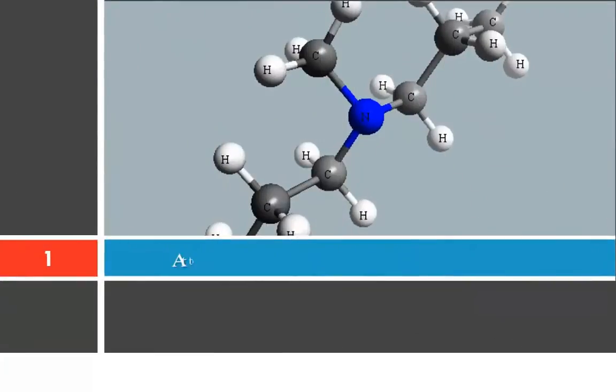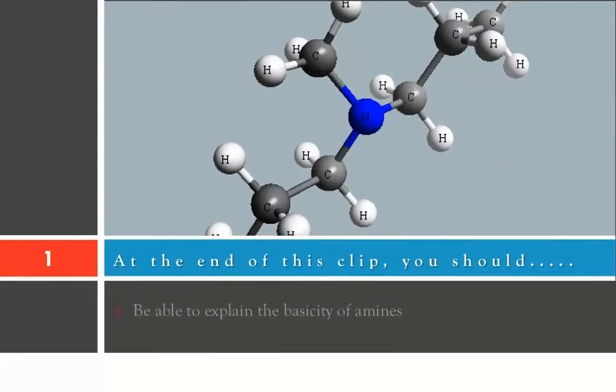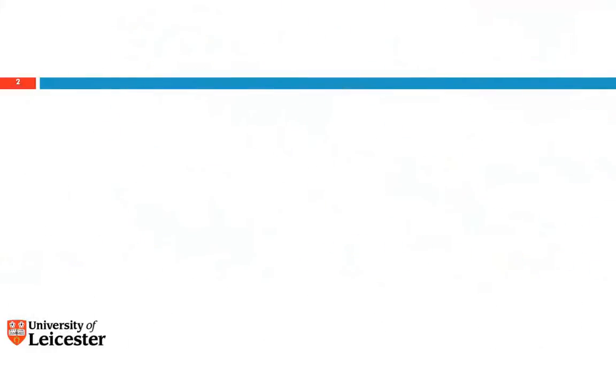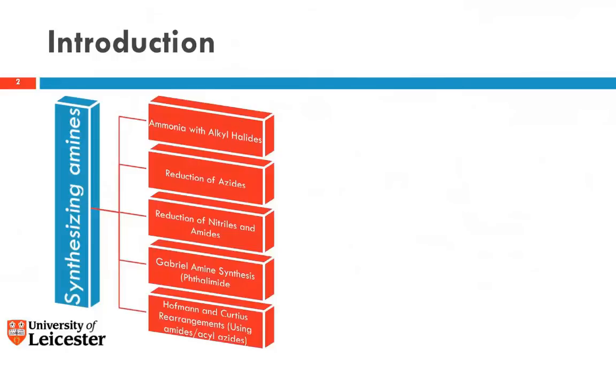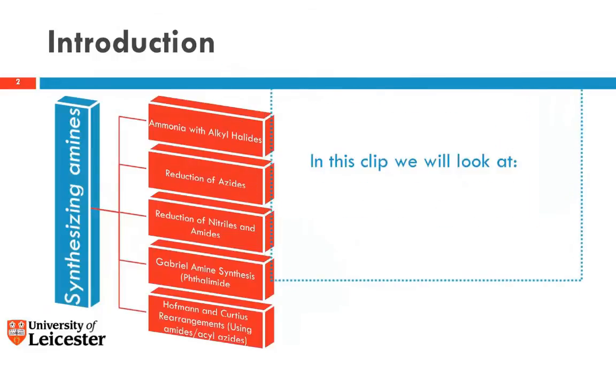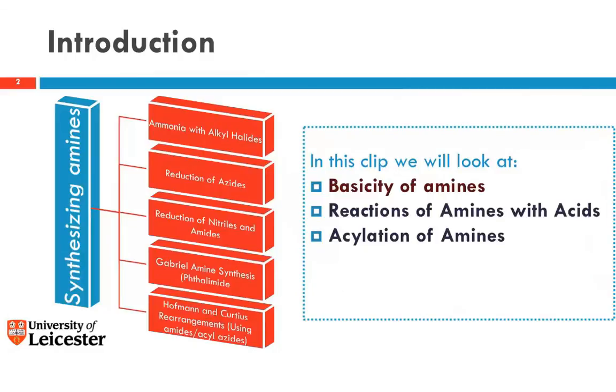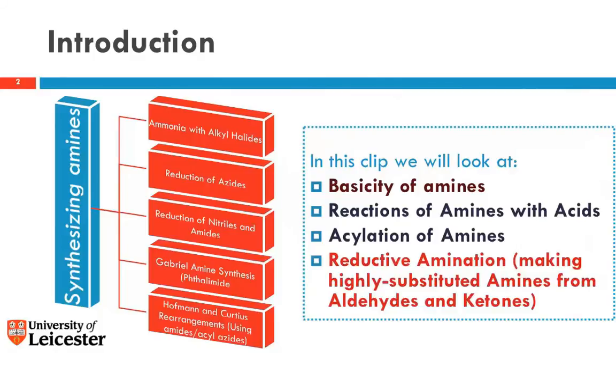At the end of this clip, you should be able to explain the basicity of amines and provide mechanisms for the common reactions that amines undergo. You should be familiar with the processes involved in the synthesis of amines, which were discussed in the first clip. In this clip, we will be going through the following: the basicity of amines, the reactions of amines with acids, the acylation of amines, and the reactions of amines with aldehydes and ketones.